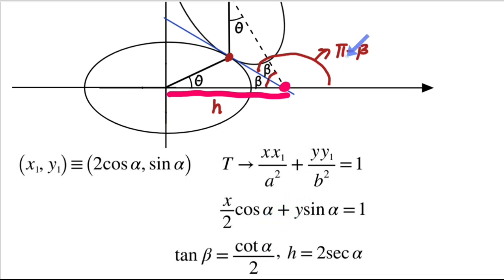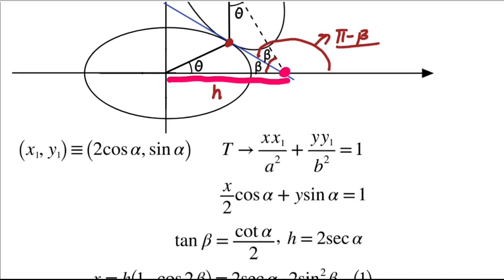And the slope from here will be equal to tan of pi minus beta, that will become minus tan beta. So minus tan beta will become minus cot alpha by 2. These two minuses we have cancelled out. From here we also get this relation tan beta equal to cot alpha by 2, where alpha is the parameter angle, right? So now what?